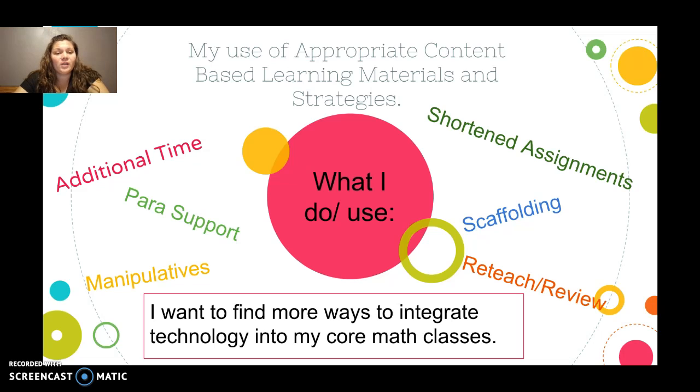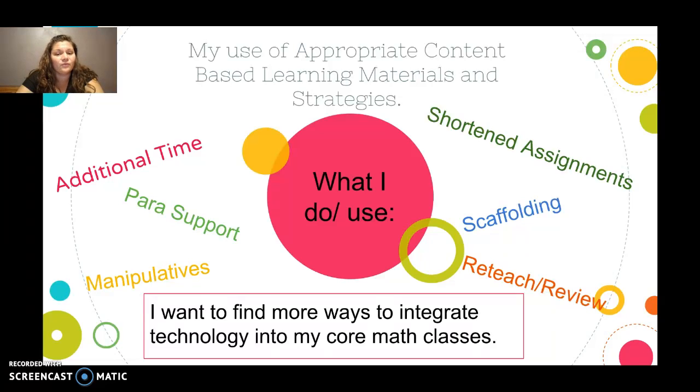My use of appropriate content-based learning materials and strategies, some of the things that I use in my classroom are additional time. I do have a para that supports my students. I use manipulatives. In math, there's a lot of need for that. My curriculum is Engage New York. It's Eureka Math, and there actually is a lot of built-in help in our curriculum. So there's a lot of scaffolding.